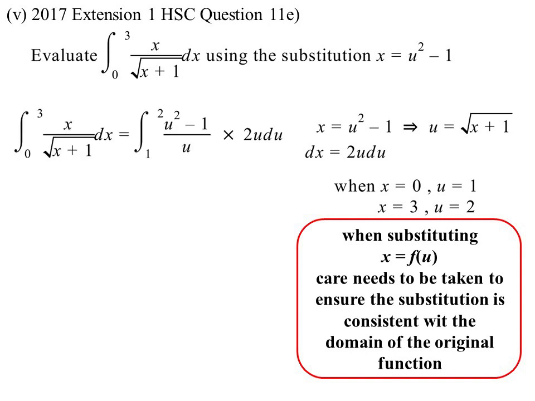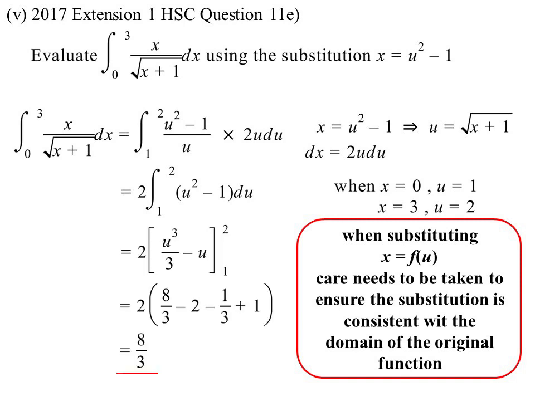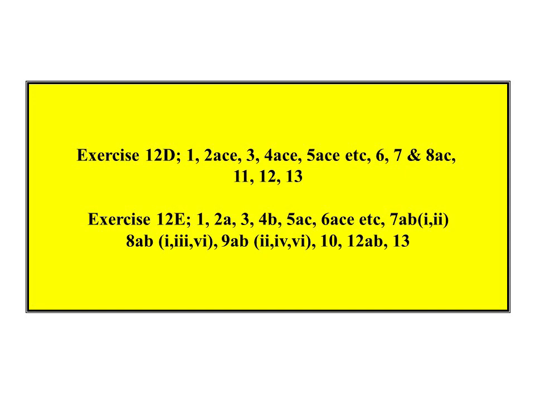So now let's substitute in. x becomes u squared minus 1. The square root of x plus 1 becomes u. The dx becomes 2u du, and my limits. Tidying that up, I've just got a little polynomial to integrate, u squared minus 1. Add 1 to the power over the power. Substitute in. We have our answer. So this is the idea of integration by substitution. Let's do a whole handful of those.